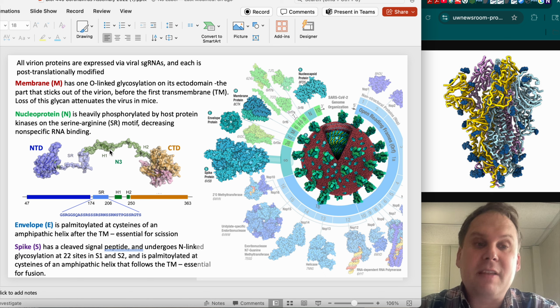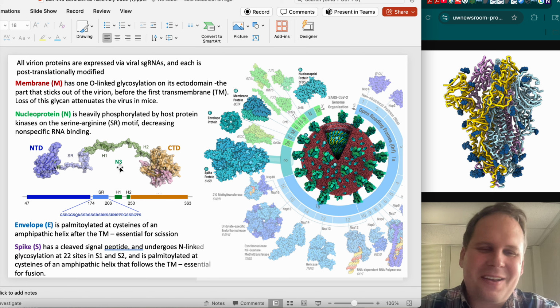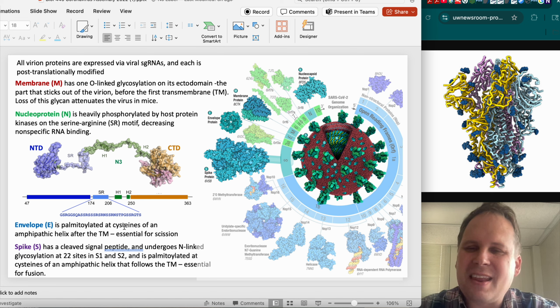Yeah, so the glycosylation, if it exists, happens before the first transmembrane of M. Nucleoprotein gets heavily phosphorylated. It phosphorylates the heck out of that middle domain, which is the SR-rich domain, which, like a goofball, somebody has called the N3 domain here. Don't do that, people. It's the SR-rich domain, which they're differentiating for some reason that I don't understand.